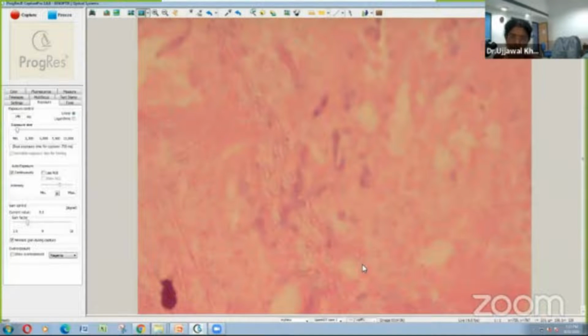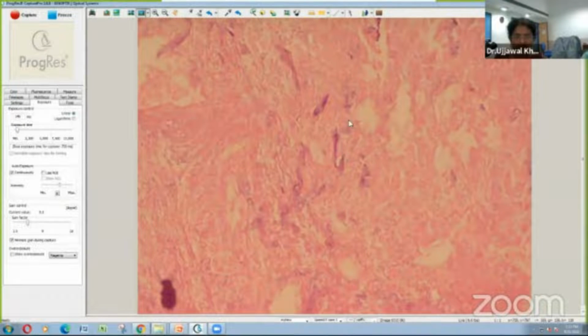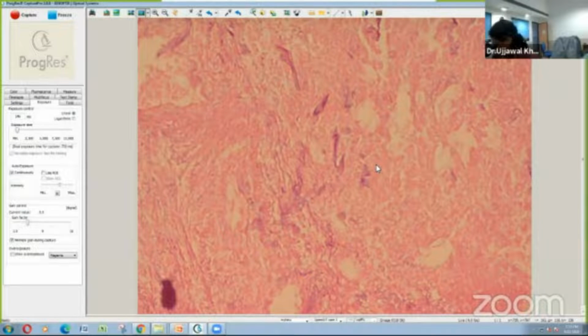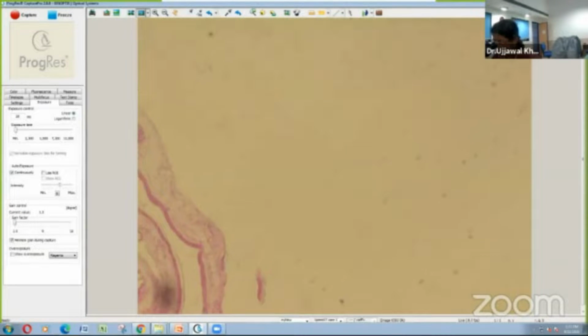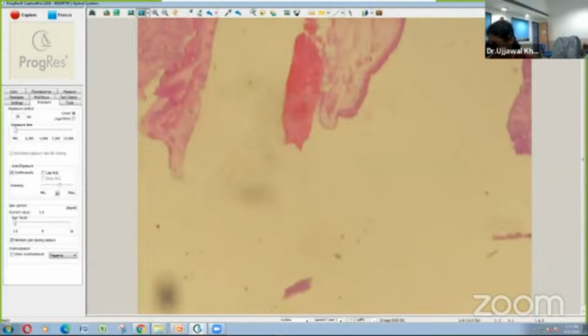So Mucor is quite destructive. Likewise, these patients have lost the eye, with angioinvasion and sinusal invasion. I had shown you in the photographs.